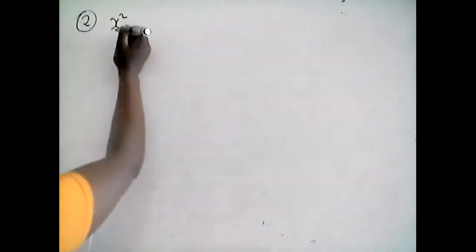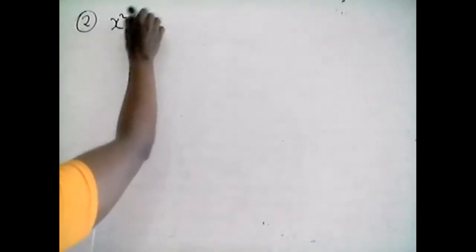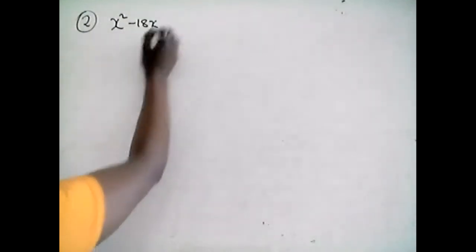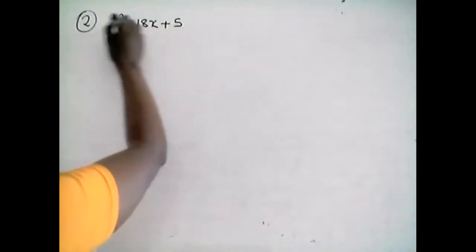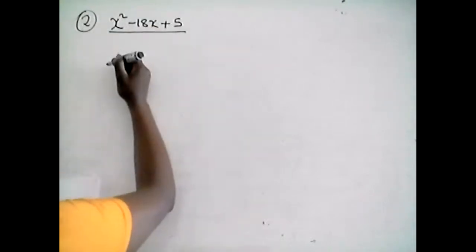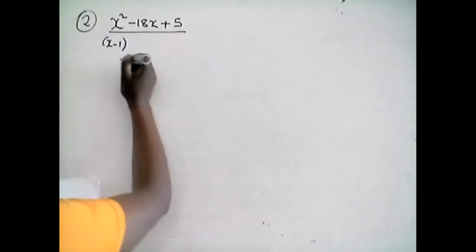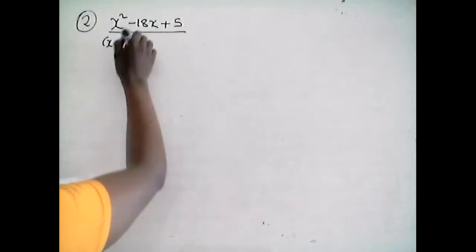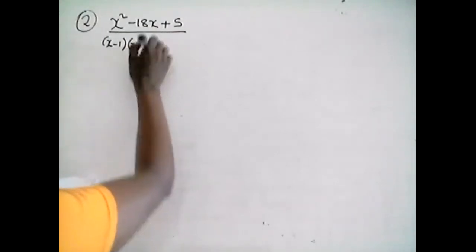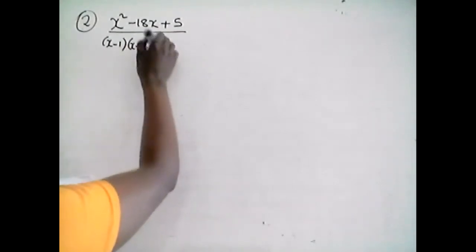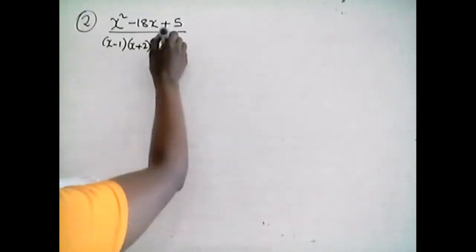Question number 2. Solution: x squared minus 18x plus 5 over x minus 1, x plus 2, x minus 3.